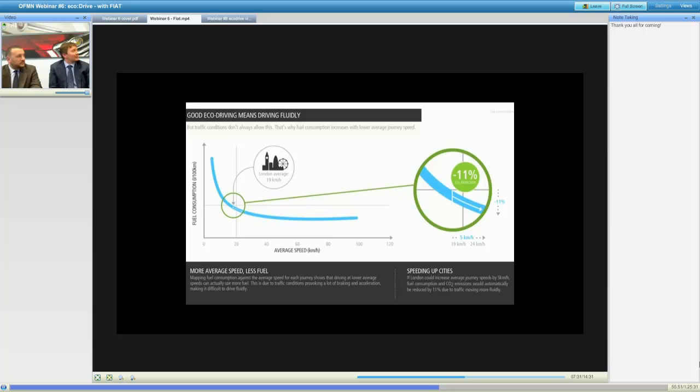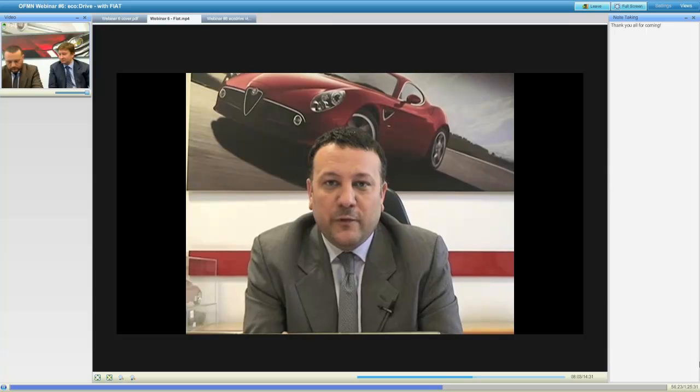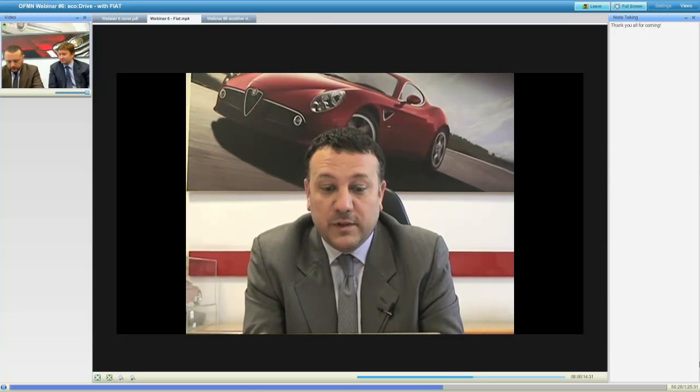Imagine a city like London that has an average speed of 19 kilometers per hour. What we discovered is that eco-driving in London would mean an 11% improvement. That means 5 kilometers per hour. So imagine all Londoners stuck in the traffic. If the Londoners would eco-drive, their average speed could go from 19 to 24 kilometers per hour. That means a huge amount of money and fuel saved, but also time.